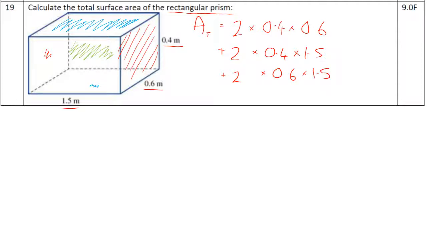So now I've got all my combinations of the dimensions, giving me the 3 different sides. Each of those is multiplied by 2 because it's a pair, and we ended up with 3.48. Now everything was in meters, so that was pretty easy, meters squared.